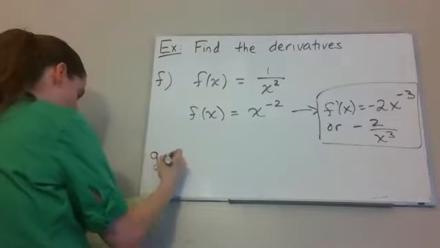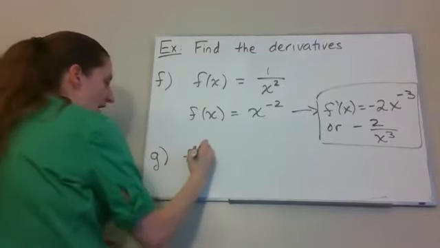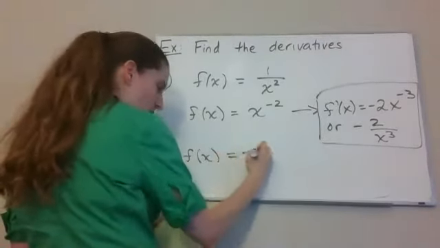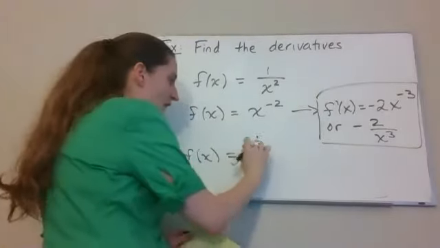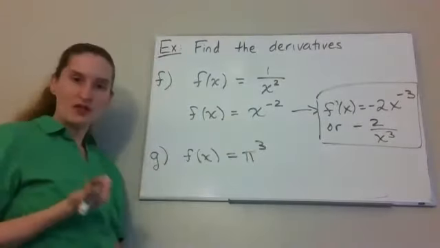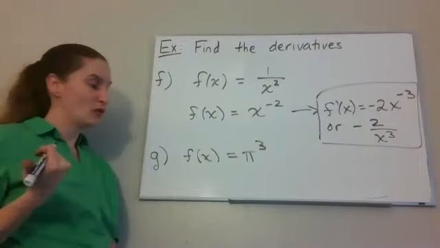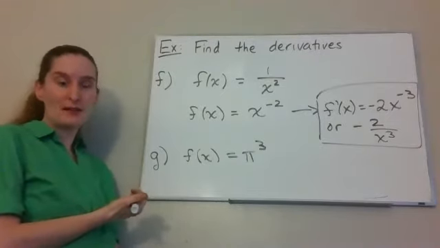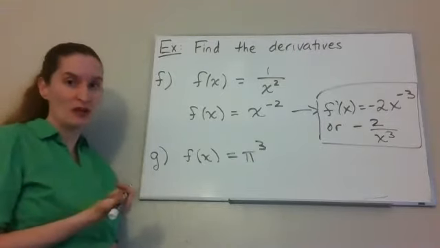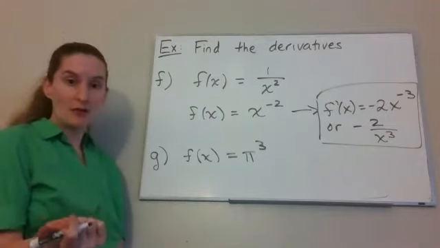And the last one, f of x equals pi to the 3rd. So a bunch of you right now are going to be tricked by this one, and that's okay. It was actually designed to trick you. A bunch of you will also get it right.